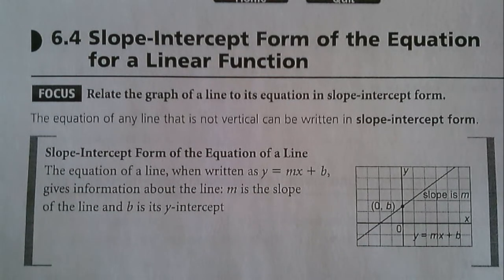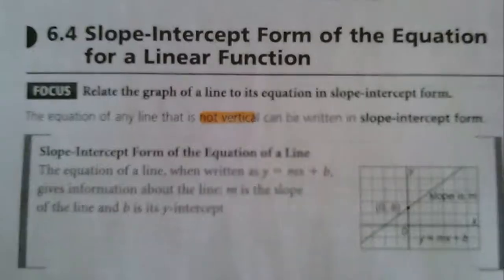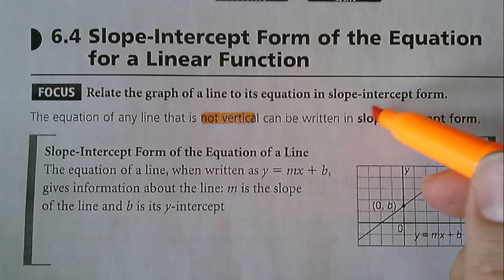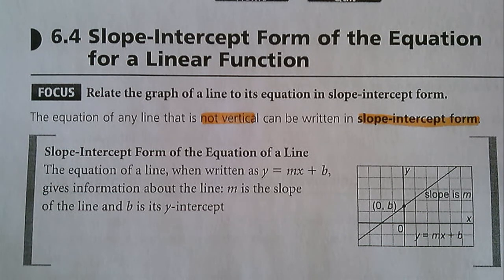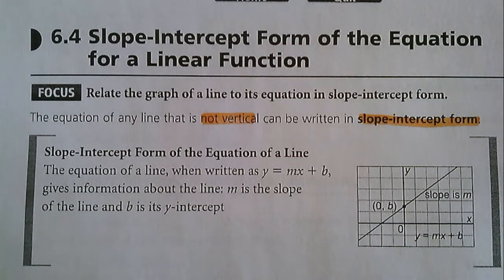An equation of a line that is not vertical can be written in something called slope-intercept form. This is included on your formula sheet as well. Slope-intercept form of the equation of a line is basically showing the line in such a way that from the formula we are able to gather what our slope is, as well as our y-intercept.